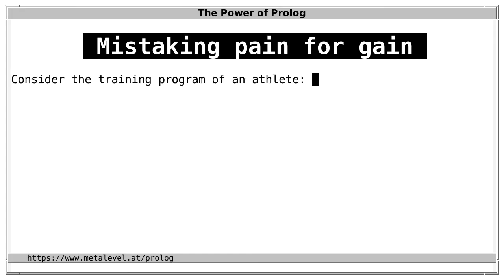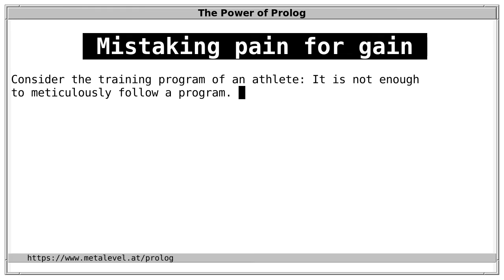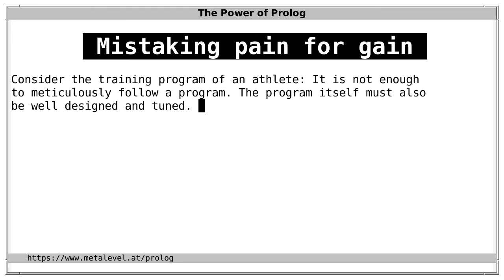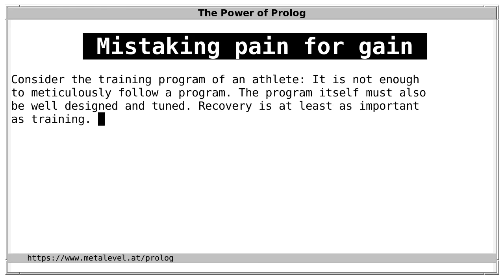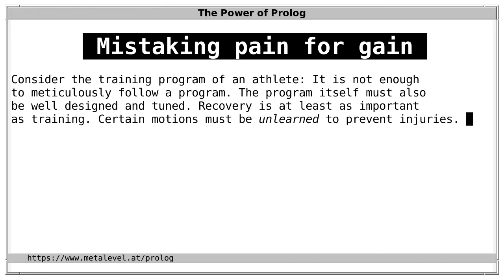Well, to answer this, consider the training program of an athlete. It's not enough to meticulously follow a program. That's only a necessary condition for a top athlete, because the training program itself must also be well designed and tuned. And not only that, because recovery phases are at least as important as the training, in a sense maybe even more important. And also, certain movements must be unlearned to prevent injuries or to maximize power or to increase stamina, to eliminate redundant motions.